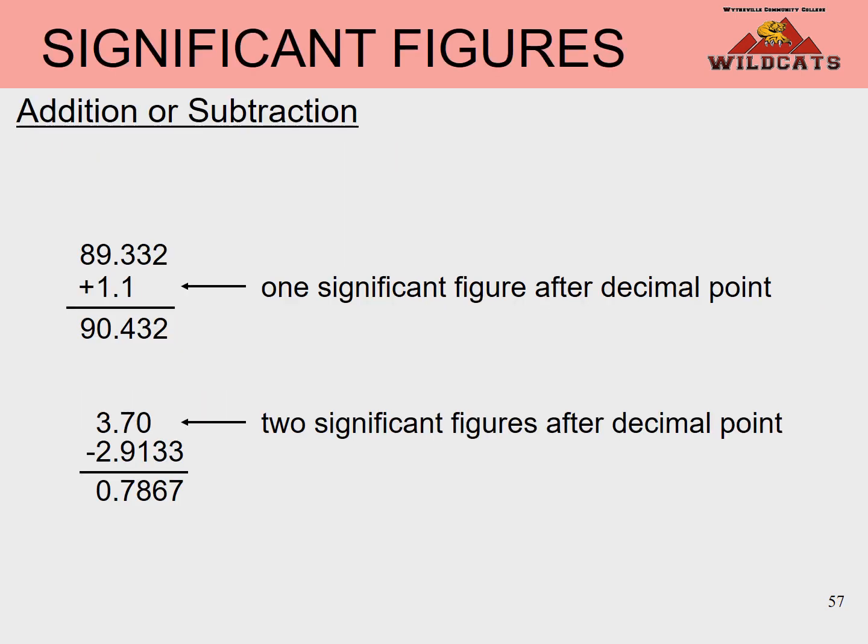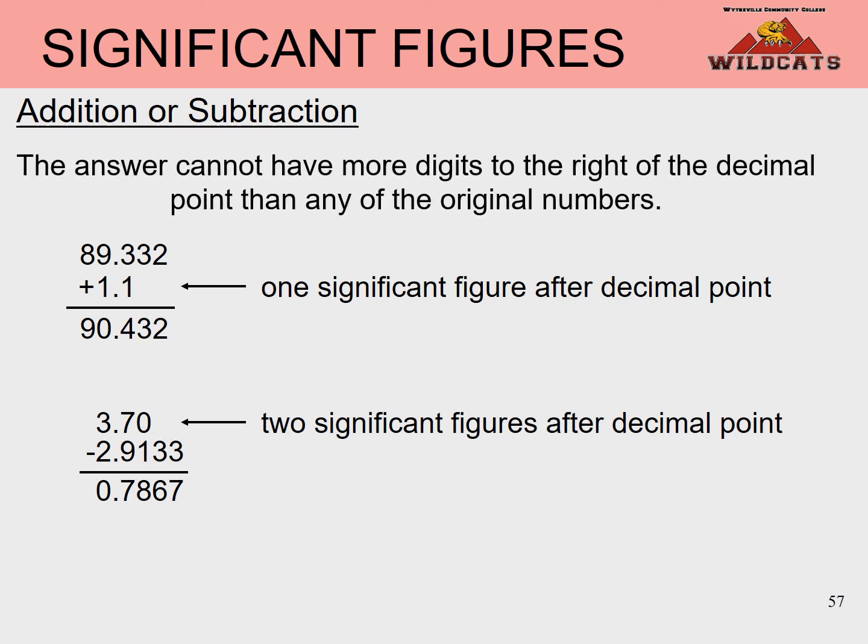The reason we have significant figures is because we don't just write down numbers, we usually do something with them. So in addition and subtraction, the answer cannot have more digits to the right of the decimal point than any of the original numbers. This is the idea of a chain is only as strong as its weakest link. If you look at our top example, the top number shows the person measured all the way out to not only the 10, 100, but to the thousandths place. But the plus 1.1, that person only went to the tenth place, and everything past that is going to have error.